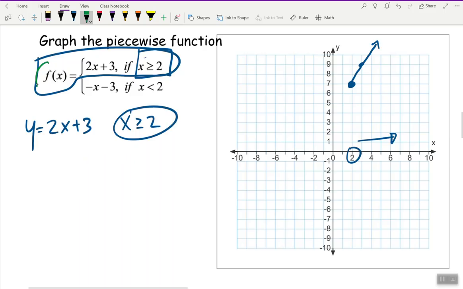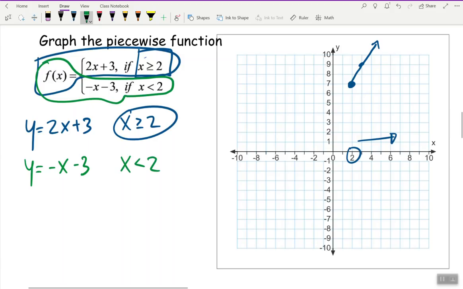The next one says f of x equals negative x minus 3. So that would be y equals negative x minus 3. And our constraints there are x values that are less than 2. So that's on the left side of 2 here, right? So we have the right side of 2 for the blue one, and we want the left side of 2 for the green one. We're not including the 2 because we don't have the equal symbol, so this one's going to be an open circle here.